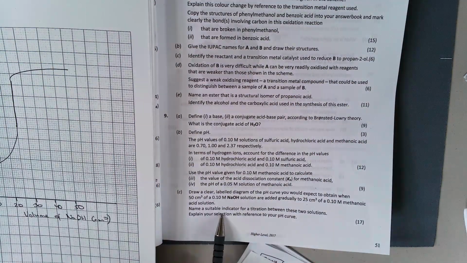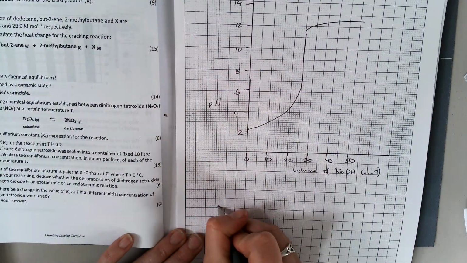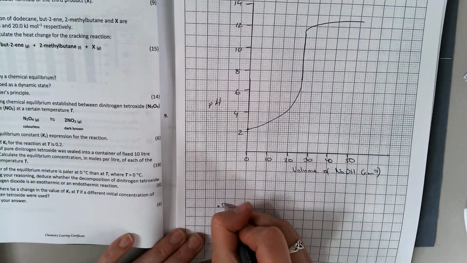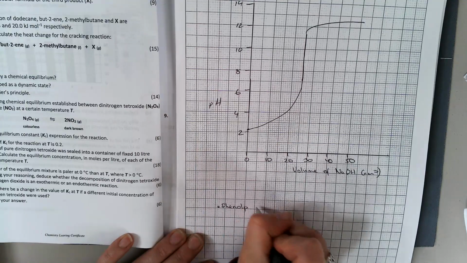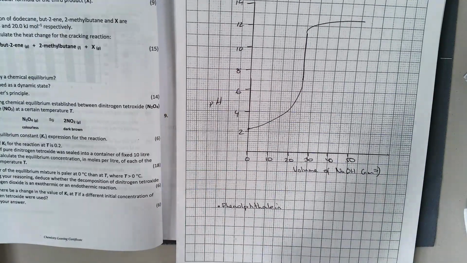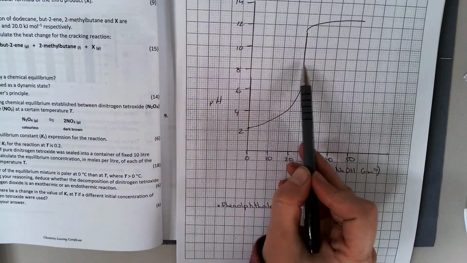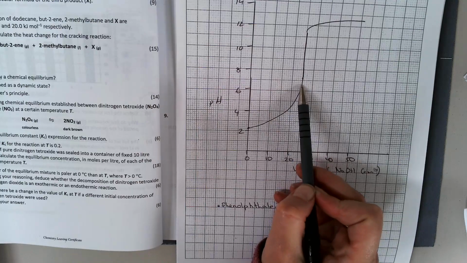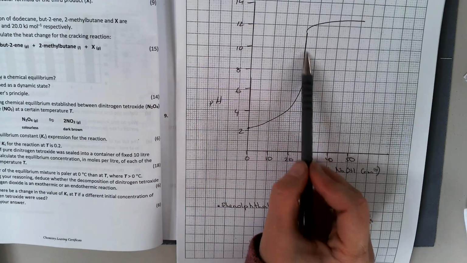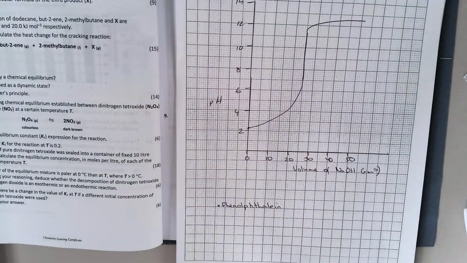The next thing then you're asked is to name a suitable indicator. So here I'm titrating a weak acid versus a strong base. So it is phenolphthalein. And remember for phenolphthalein, my pH range is from about 8 to 10. So my rise, my vertical part, has to be just above 7 and up to 11.